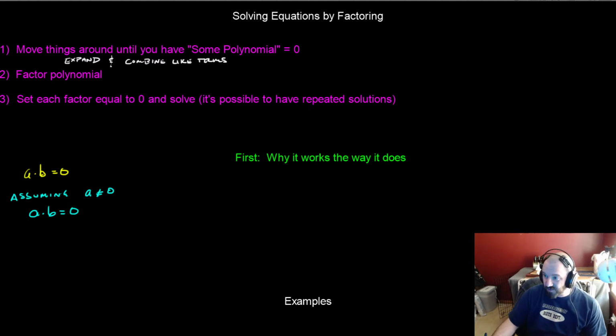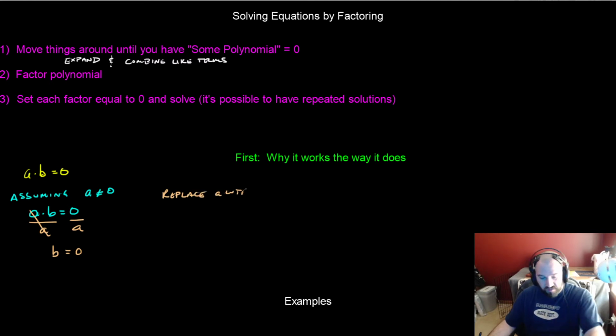Because a is not 0, I can divide both sides by a. A divided by a, no matter what it is, is going to be 1, leaving us with b. And 0 divided by any non-zero number is 0. So if a is not 0, then this condition forces b to be 0. Likewise, replace a with b to get the other half.